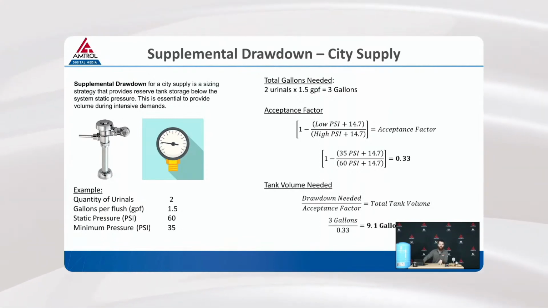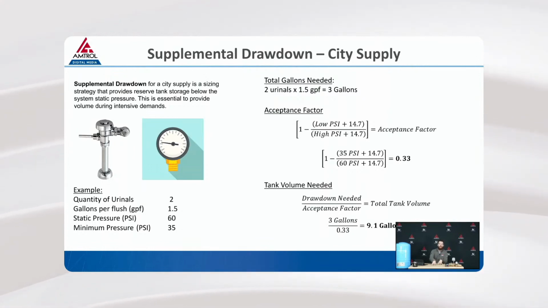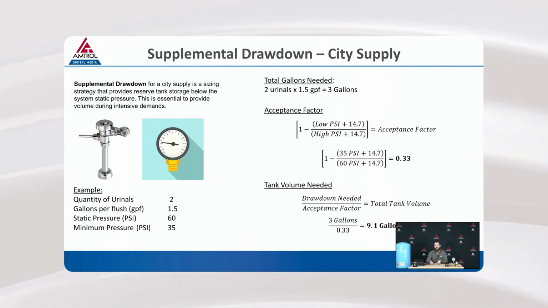By putting that in formula mode, our drawdown needed of 3 gallons divided by 33% gives us 9.1 gallons for total tank volume. So for 2 urinals at 1.5 gallons per flush with 60 psi static pressure, I need a 9.1 gallon tank. So in that scenario, again, we have to look at our offerings.